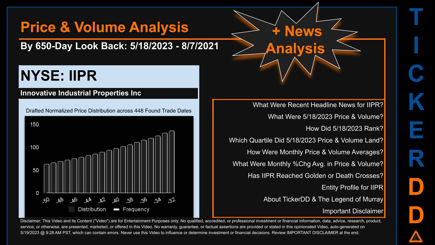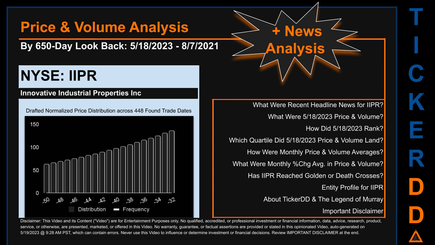IIPR went public on November 29, 2016, which was roughly 6 years and 6 months ago. Looking back 650 calendar days from Thursday, May 18, 2023 to Saturday, August 7, 2021, we found 448 applicable trade dates for use in our analysis.